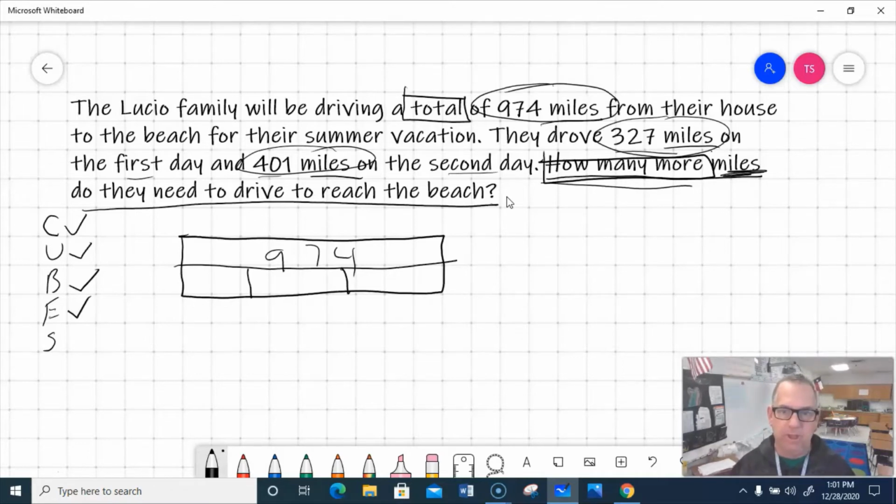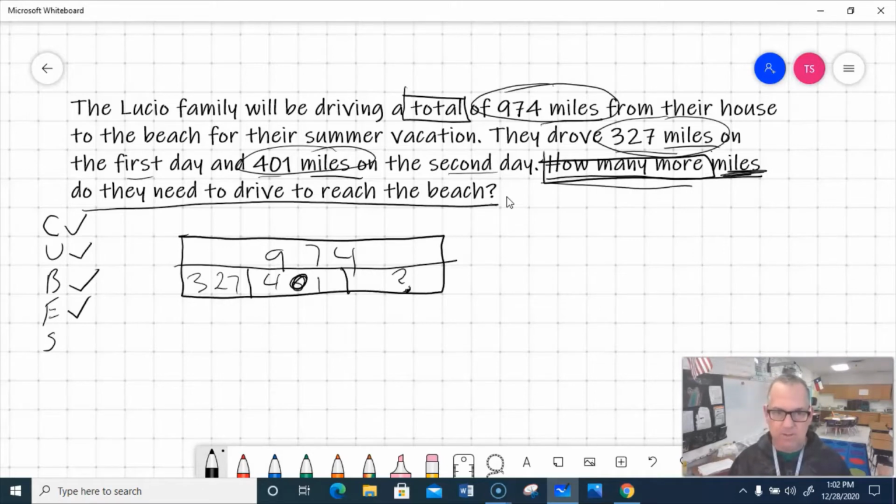We'll say the first day was 327 right here. The second day was 401, and we need to figure out how many more is left. So the strip diagram will look sort of like that. Let me make my 0 a little bit better there, so I don't get confused after 6. It looks like there are a lot of different ways to do a problem like this.